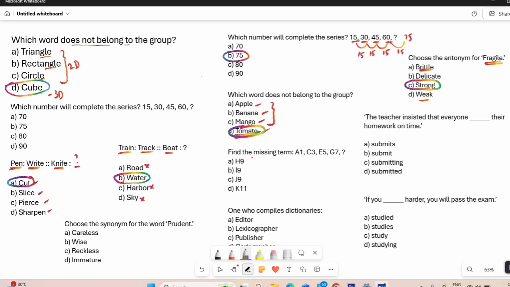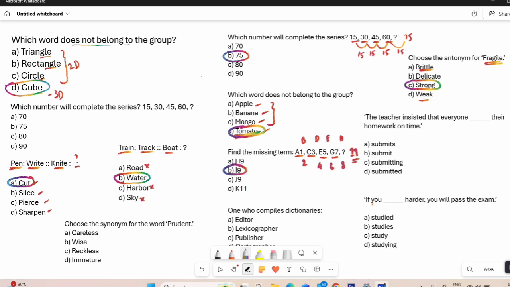Okay, so next thing is find the missing term: A1, C3, E5 and G7. Here we can take A, B, C, D, E, F and G, then H, here is I. Next, the numbers: 1, 2, 3, 4, 5, 6, 7, 8, here is 9. So I9 is the correct answer. Here option B, I9, is the correct answer.